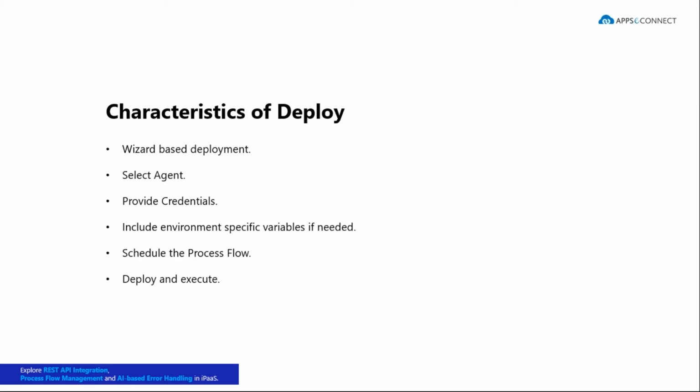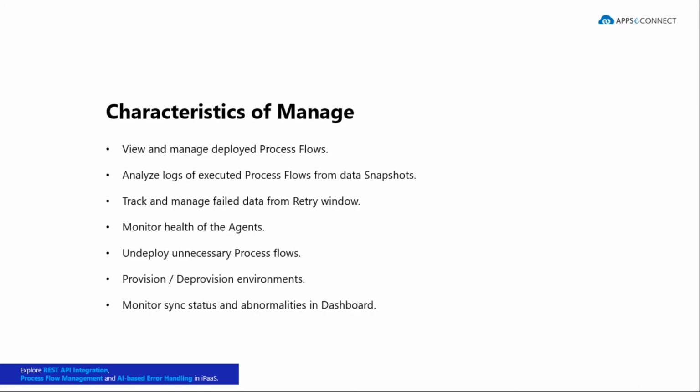Abhishek, if you could please take us through the steps that are there in the wizard for our process flow deployment. Yeah, so the steps are like this. You have to just select an agent, provide credentials, specify details of environment-specific data, provide scheduler information, and boom, you are done. Wow, that's very easy. So once you have deployed and are also executing the process flow, what comes next?